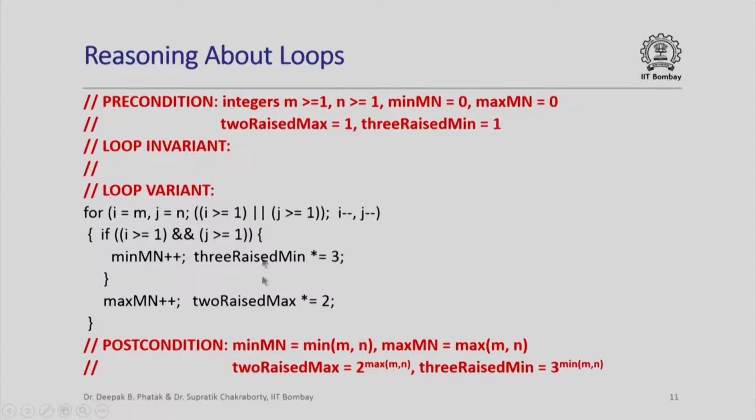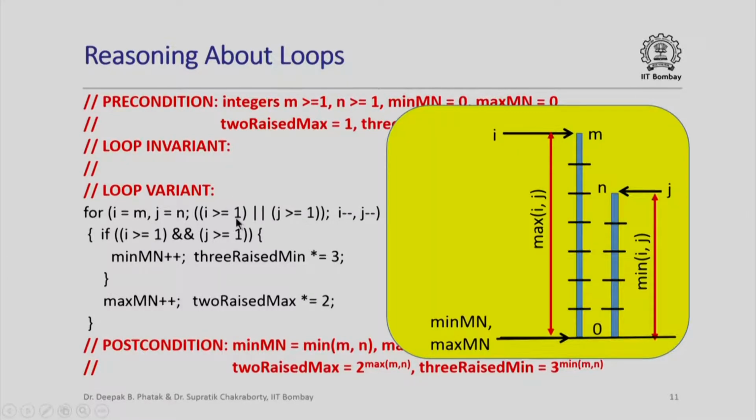We have the precondition and the post condition here, and I have written loop invariant and loop variant but kept them blank because we want to see how to arrive at a possible loop invariant and a loop variant in this particular case. Now let us see what we want to do here. We have two given values to us, let us say m and n. These are represented by the heights of these two blue vertical bars.